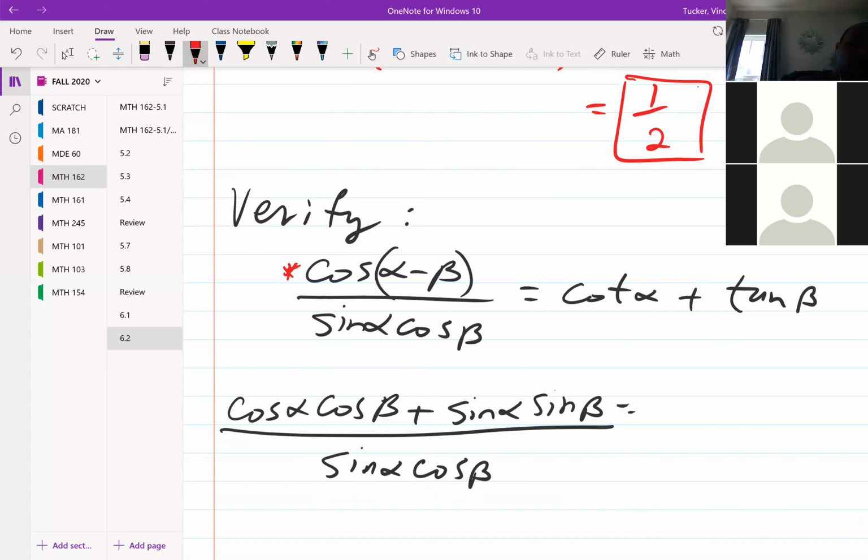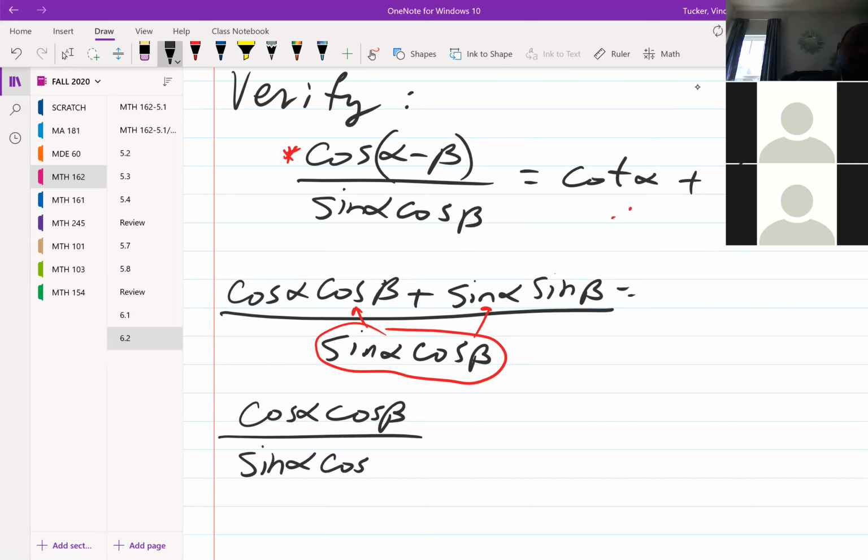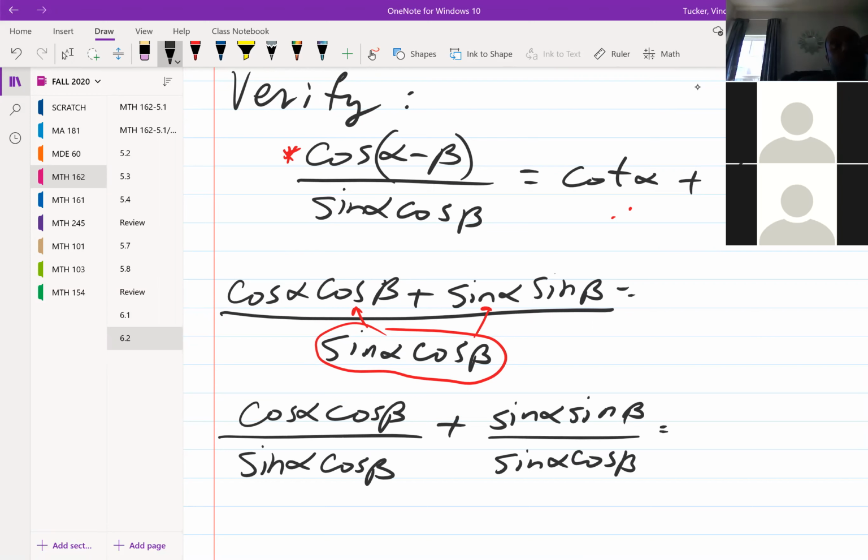All right. So now I want to break this up because we have two terms over here. If I break this up, I may be able to get my two terms. So that whole denominator needs to go into each numerator. So now we have cosine alpha cosine beta over sine alpha cosine beta, plus sine alpha sine beta over sine alpha cosine beta.